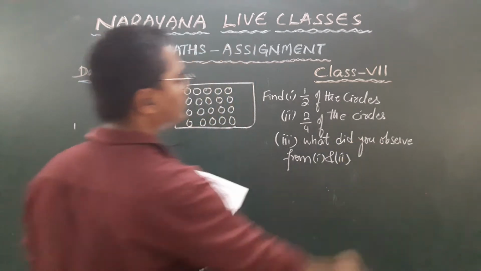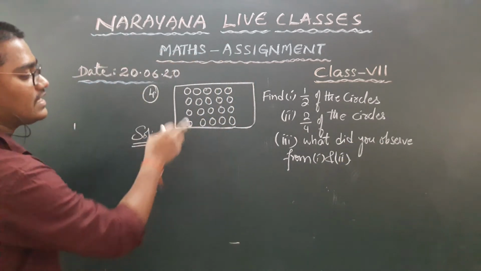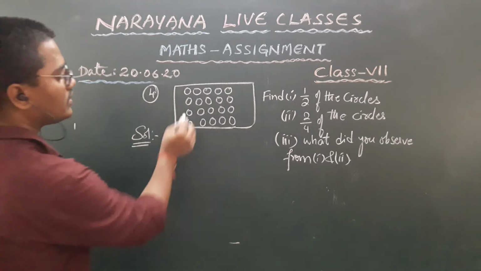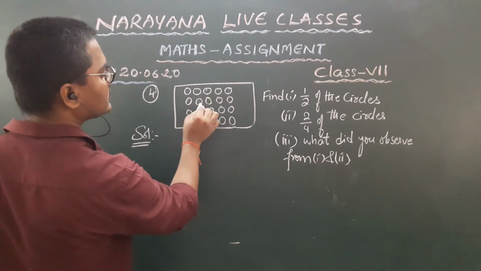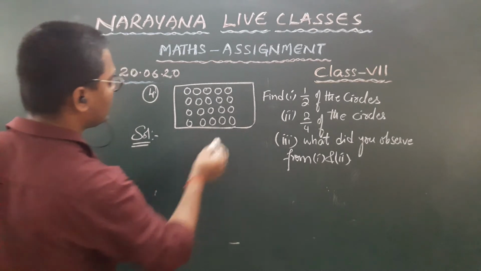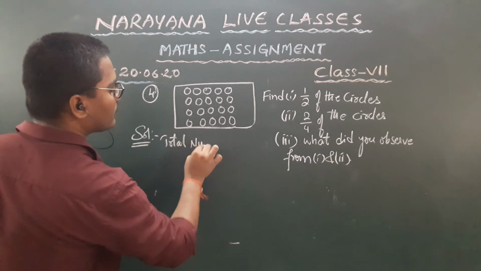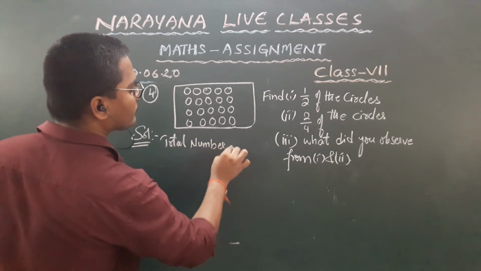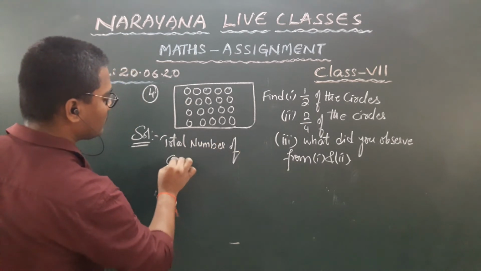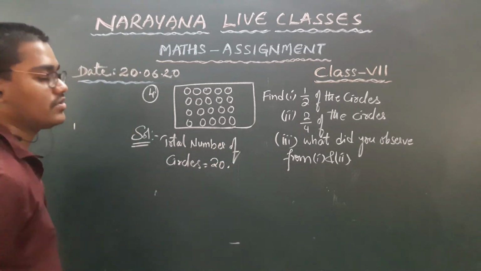Okay. So see here, children. First of all, we will write the total number of circles. Count here 1, 2, 3, 4, 5, 6, 7, 8, 9, 10, 11, 12, 13, 14, 15, 16, 17, 18, 19, 20. So the total number of circles is equal to 20. We do have 20 circles.